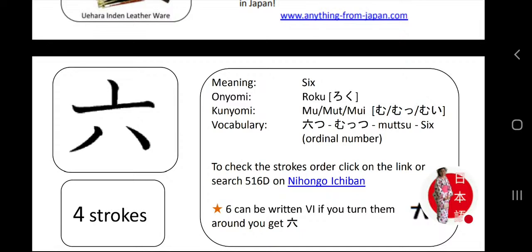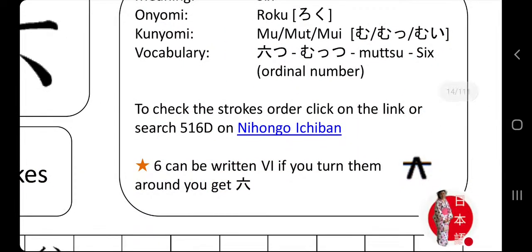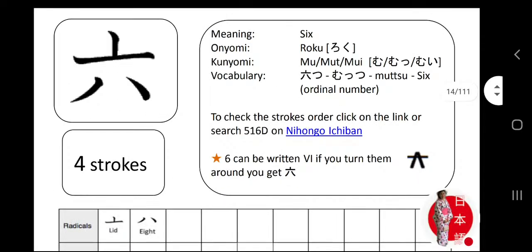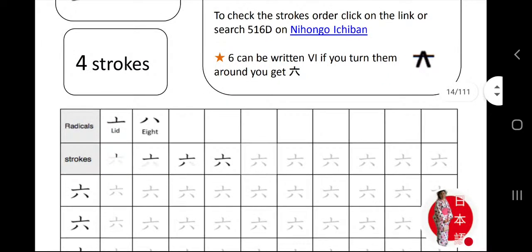6, but it only has 4 strokes. As you can see in this star, it can be written with this one. If you turn them around, oo nga naman, di ba? You get this kanji, this character. So how do we write this? This is the stroke order. Kakikata wa kore desu, minasan. Yoku mite kudasai ne. Kore wa kakikata.